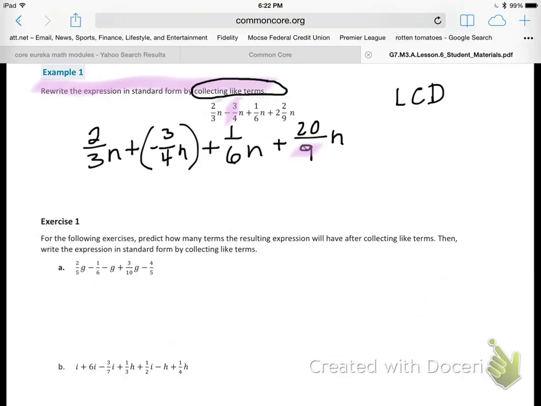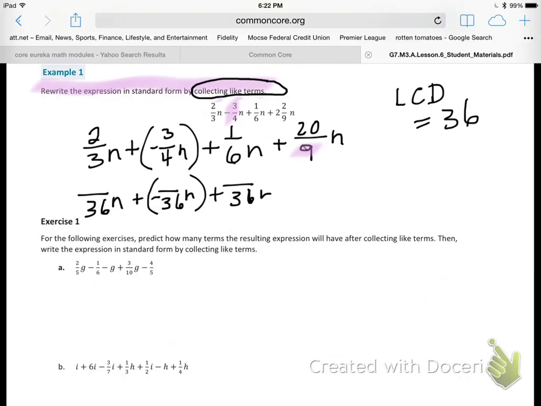27, 36. Looks like 36 will be it. 36 is our LCD because all of these denominators are divisible into 36. So we have 36 plus negative something, 36th n plus 36th n plus 36th n, there's 36 here.